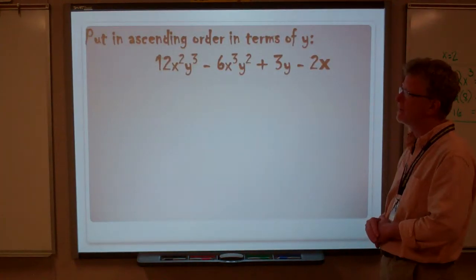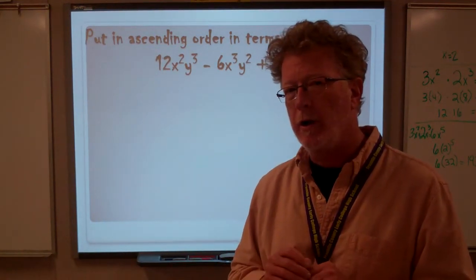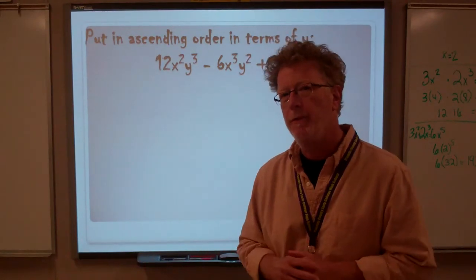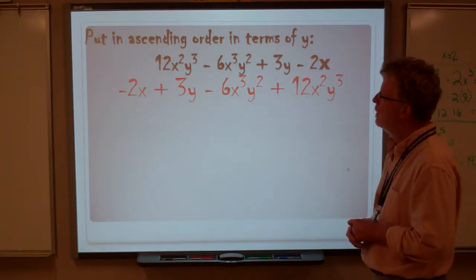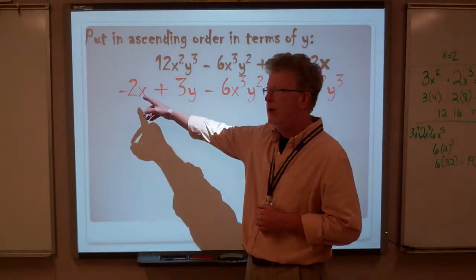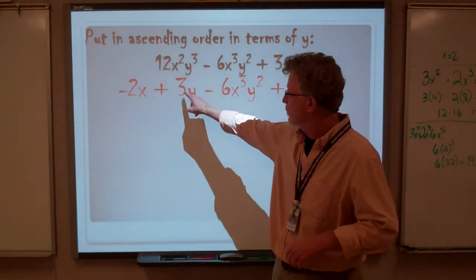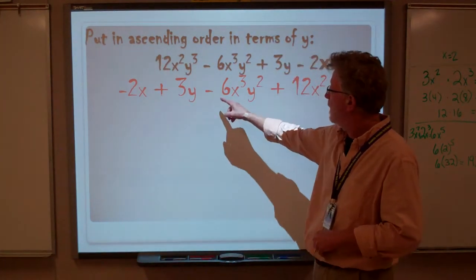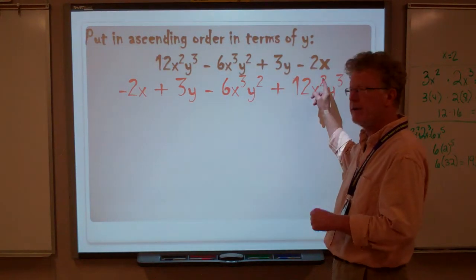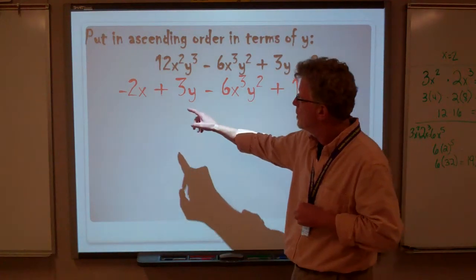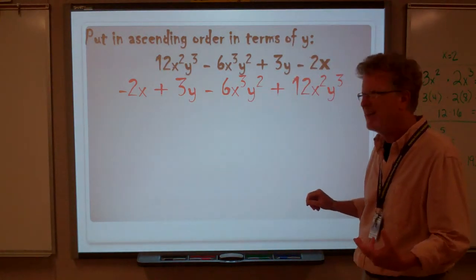Now put these in ascending order in terms of y. Now remember, you're looking at the degree for each y, and you're going to go from the smallest one to the largest one. You give it a try. And what we end up with is we start with the negative 2x because there is no y. Can't get any lower than that. Then we have the 3y, which carries a 1. We have minus 6x^3y^2, which is a 2, plus 12x^2y^3. So as you can see, we had 0 here, 1 here, 2 here, and 3 there. That is in ascending order.